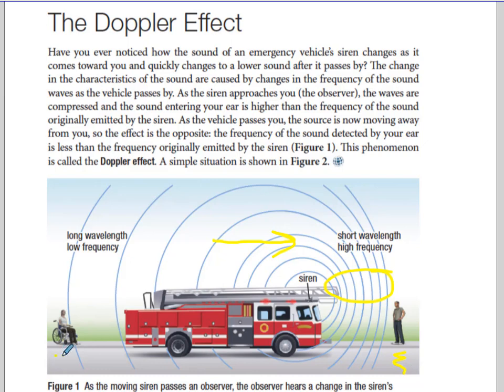To someone behind, sitting back here, they don't hear the same compressed waves. They hear waves that are more spaced out. Okay, and so that has an effect on what they actually hear.